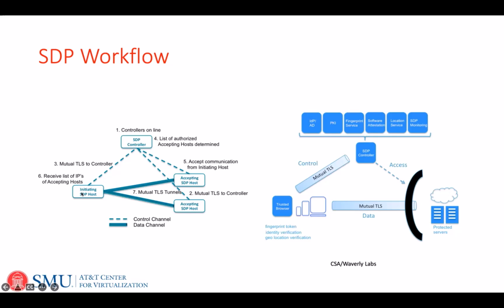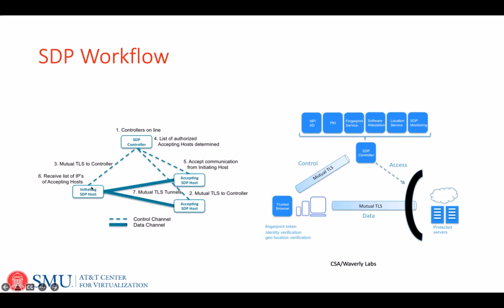But at the same time, the client does not even know where the service is. So the first thing it has to do is connect to the SDP controller, authenticate itself, and then request that particular service. Then the controller will go back to the servers and get the details: what is the IP address, what are the credentials the user has to use, etc. And that information will be passed to the client.